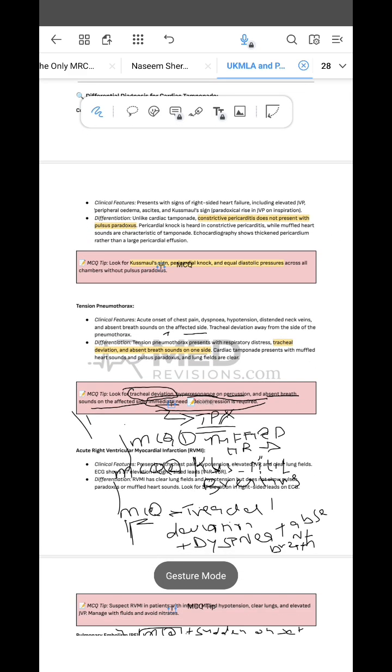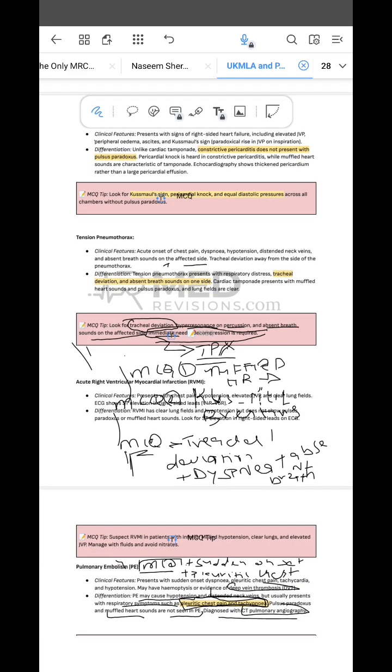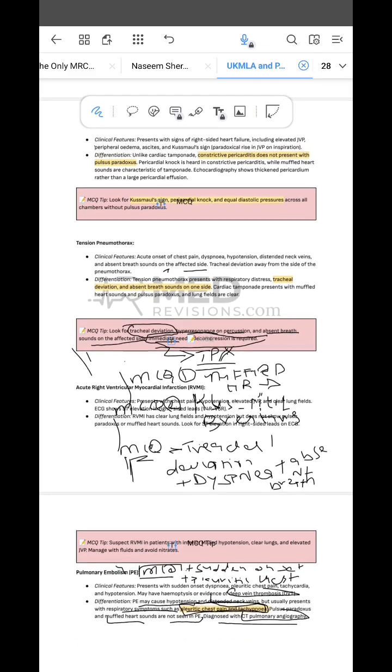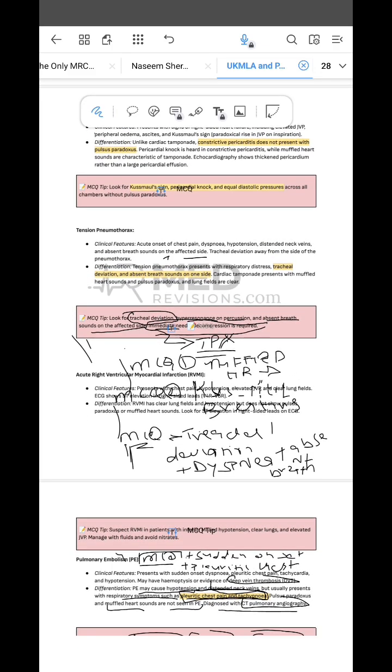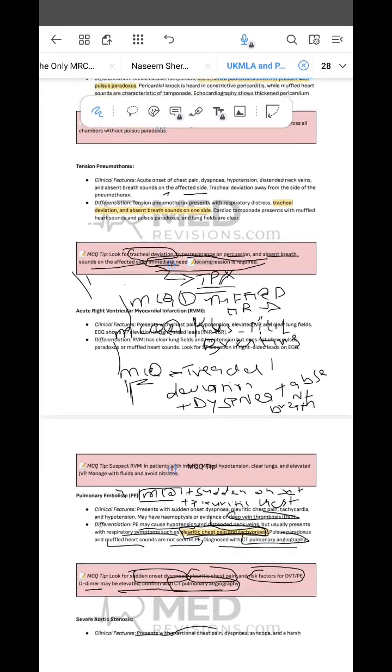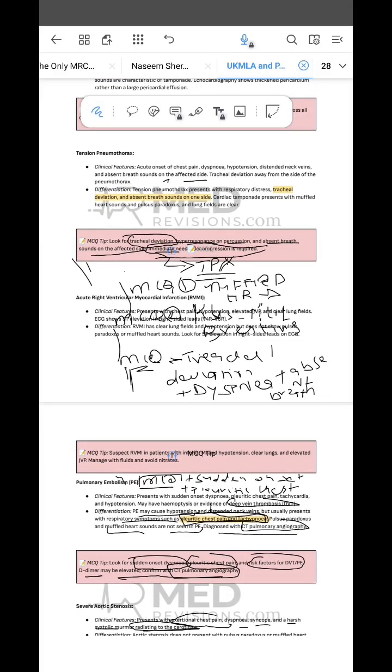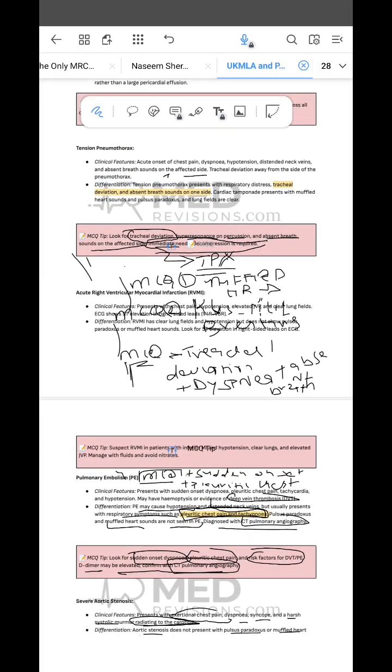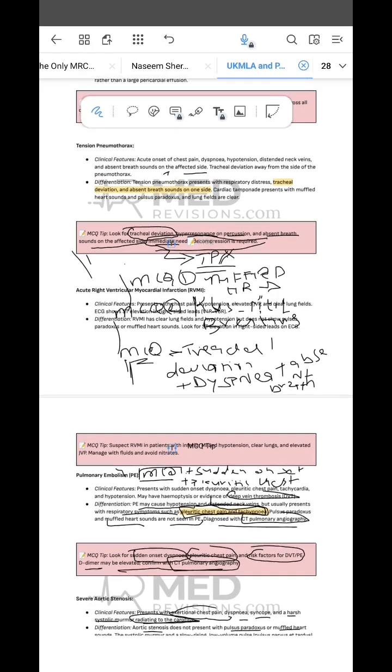In tension pneumothorax, there is a chest problem, a lung problem, and the trachea is shifted away from the affected side. What causes tension pneumothorax? Penetrating trauma, etc. In tension pneumothorax, we immediately do decompression.